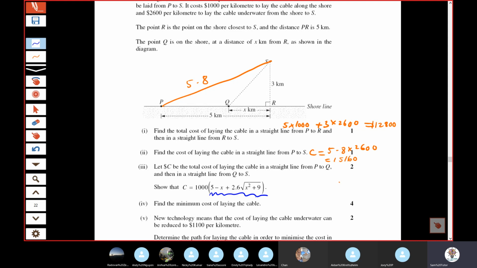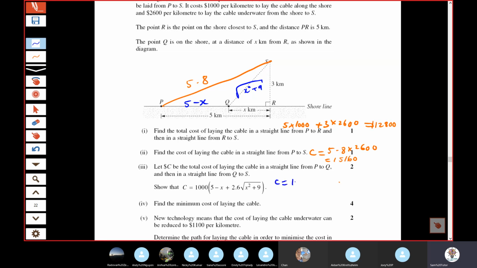So, Eden, go ahead. P to Q is 5 minus x, right there. Beautiful. And then, what do you think the answer to Q to S is, miraculously, without even doing any math? Square root of x squared plus 9. Without even doing any math, I know it's that because 2.6 is the 2,600 business, right? They took out 1,000. You're done.